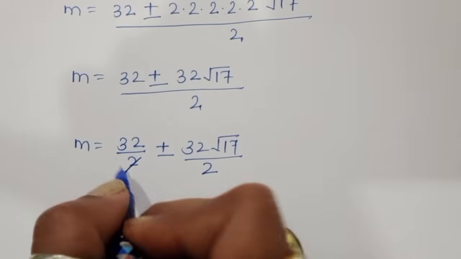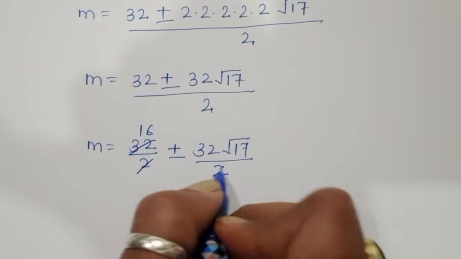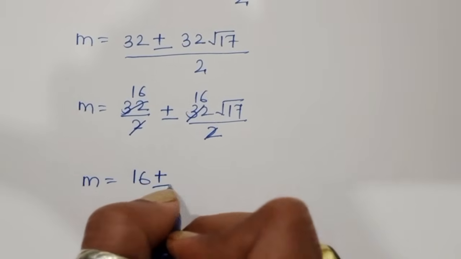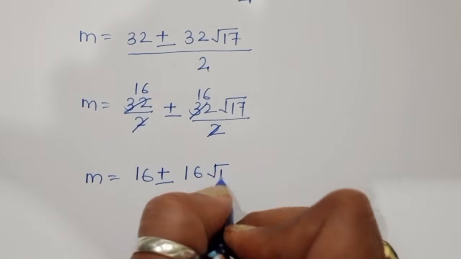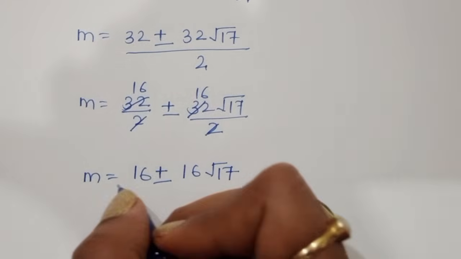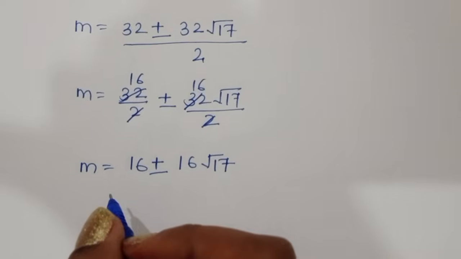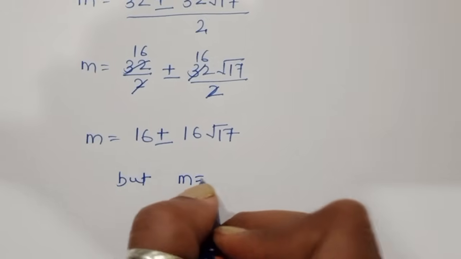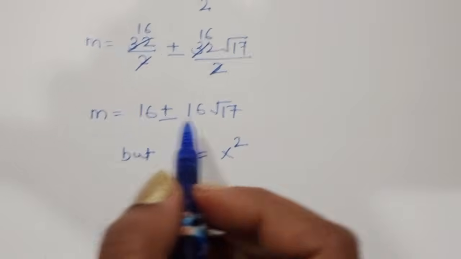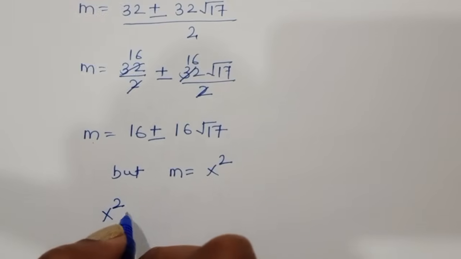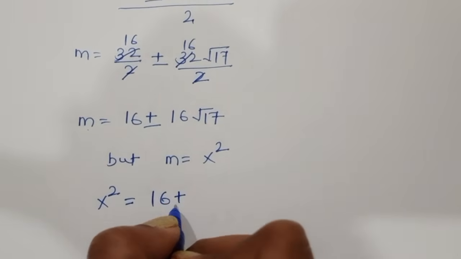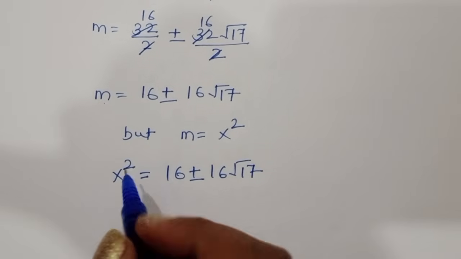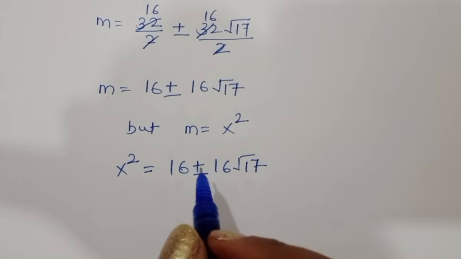So when we are cancelling this one, 2 16s are 32 here and here also 2 16s are 32. m is equal to 16 plus minus 16 square root of 17, right? This is the value of m, but we already considered that m is equal to x square, right? So we can say m is equal to x square is equal to 16 plus minus 16 square root of 17. Now to cancel this square, we have to take square root on both sides.